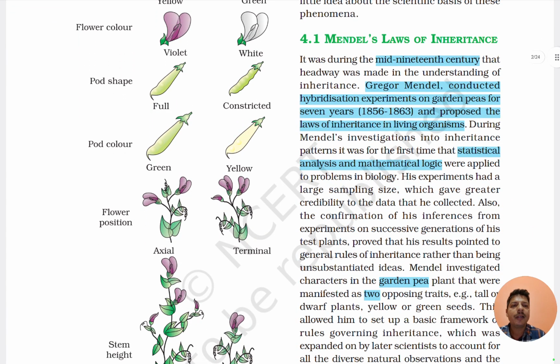First of all, here you can see it was during the mid-19th century that headway was made in the understanding of inheritance. Gregor Mendel conducted hybridization experiments on garden pea for 7 years, that is 1856 to 1863, and proposed the law of inheritance in living organisms. During Mendel's investigation into inheritance patterns, it was for the first time that statistical analysis and mathematical logic were applied to problems in biology. Before that, no one was using this type of mathematical logic in biology. Mendel started it for the first time.